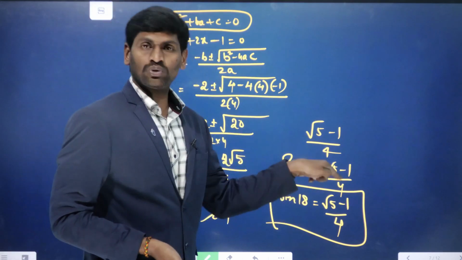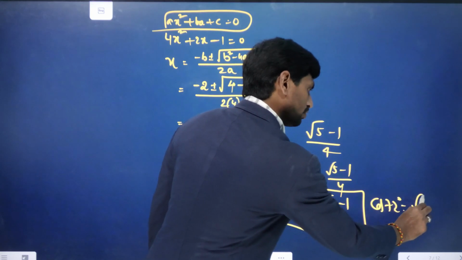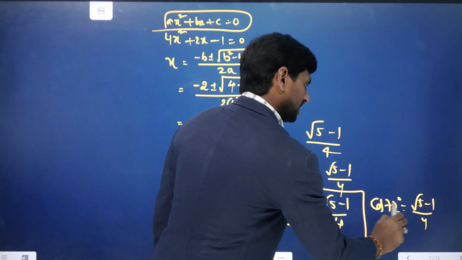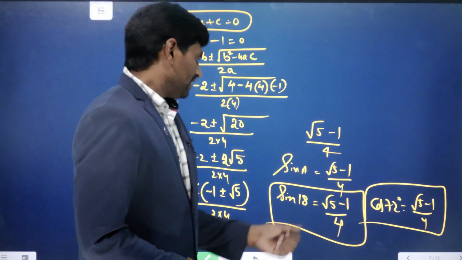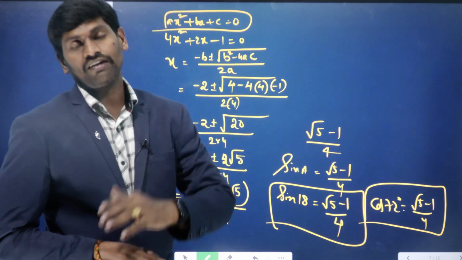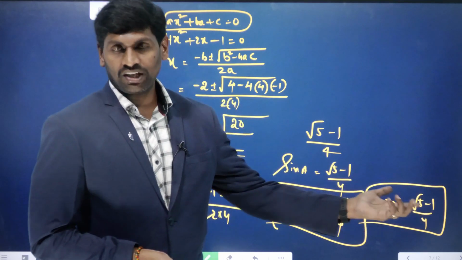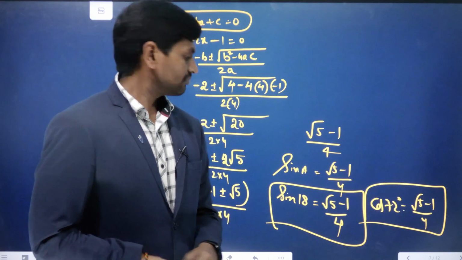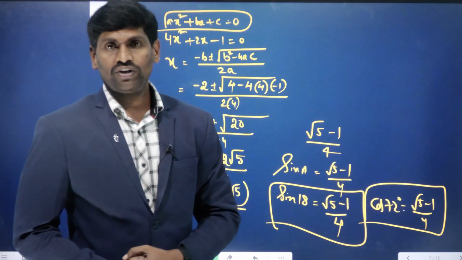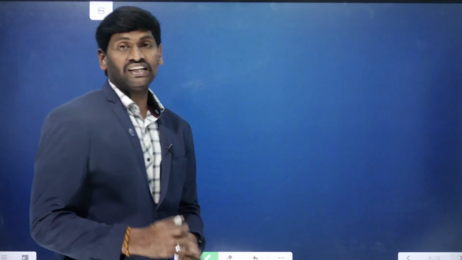If sin 18 degrees is root 5 minus 1 by 4, cos 72 degrees is also root 5 minus 1 by 4, because sin and cos are complementary angles, right? So simply 18 we can write as 90 minus 72. Sin 90 minus theta becomes cos theta, like sin 90 minus 72 becomes cos 72. Sin 18 value, cos 72 value we got. Next, let us try to find sin 36 degrees and 54 degrees like that.